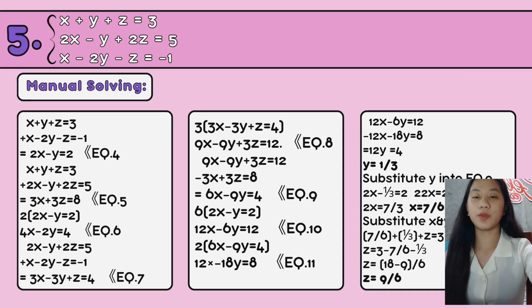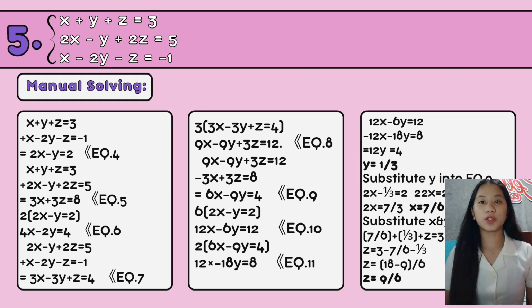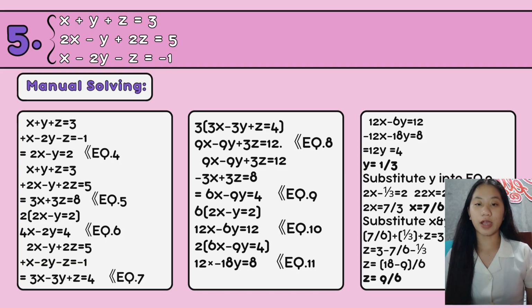For the last example, we have x plus y plus z equals 3, 2x minus y plus 2z equals 5, and x minus 2y minus z equals negative 1. We add equation 1 and equation 3 to get equation 4, and then add equation 1 and equation 2 to get equation 5. Then multiply equation 4 by 2 to get equation 6, and add equation 2 and equation 3 to get equation 7.